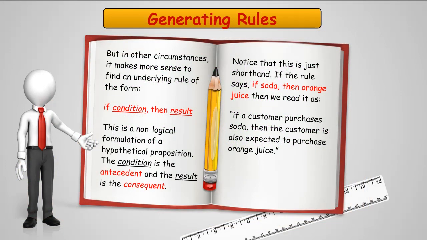But in other cases, it makes more sense to find an underlying rule in the form of if condition then result. This is a non-logical formulation of a hypothetical proposition. The condition is the antecedent, and the result is the consequent. Notice that this is just shorthand. If the rule says if soda, then orange juice, we would read it as: if a customer purchases soda, then the customer is also expected to purchase orange juice.